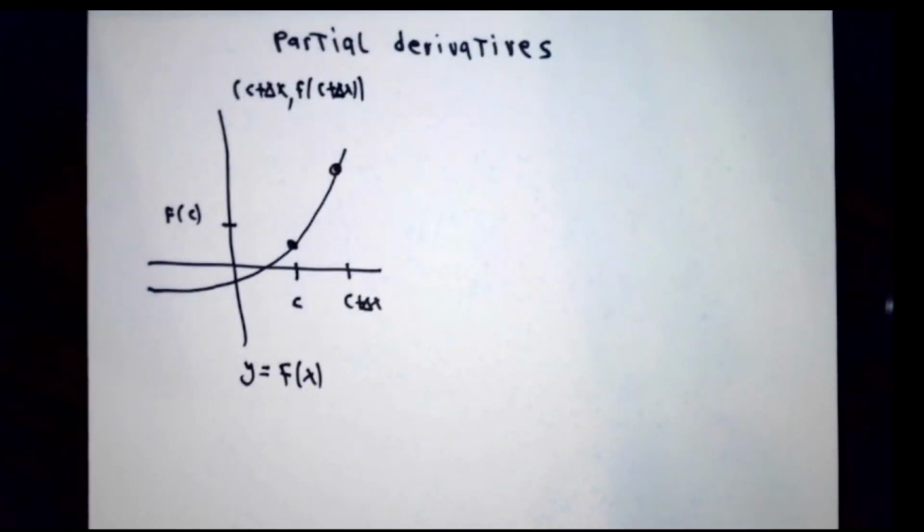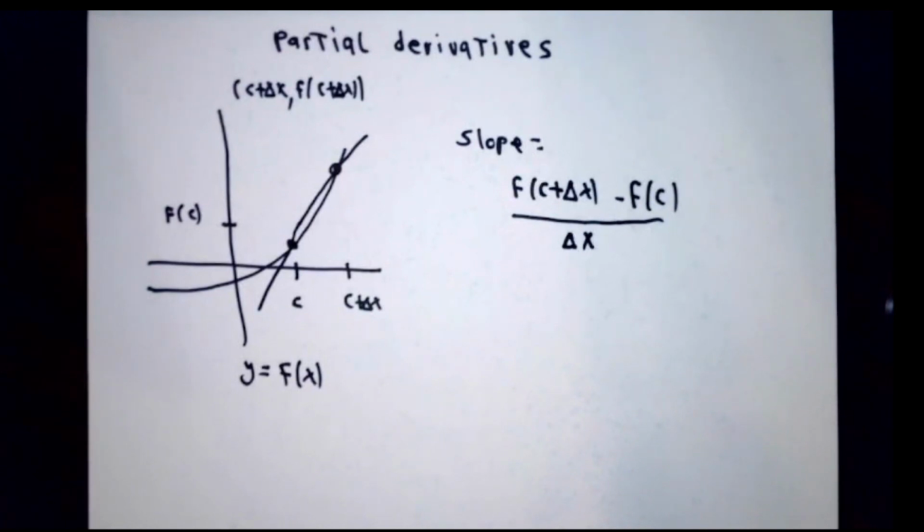The idea that you used was, since I need 2 points to tell me a straight line, I'll think of having another point on the graph. Its x-coordinate will be c plus some number delta x. Its y-coordinate will be the function evaluated at c plus delta x. Since I have 2 points on the line, I can now calculate the slope of that line. It's simply the change in the y-coordinate divided by the corresponding change in the x-coordinate.